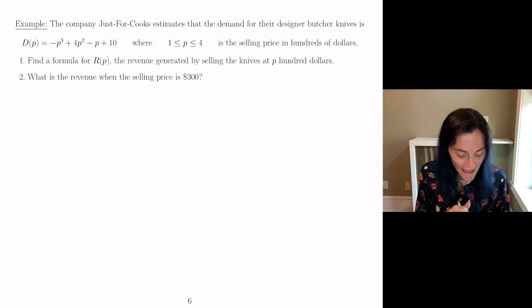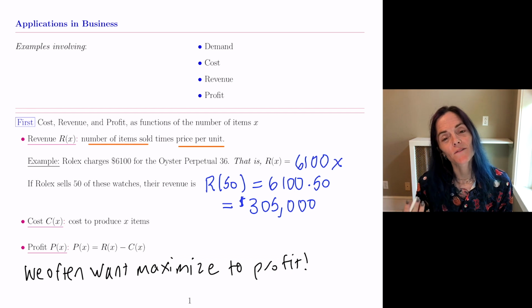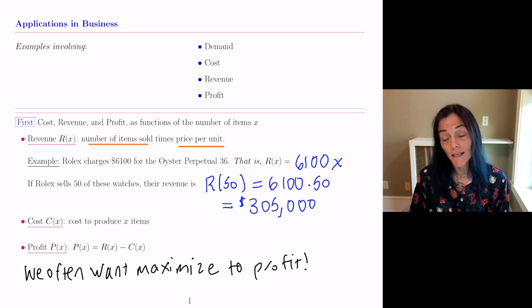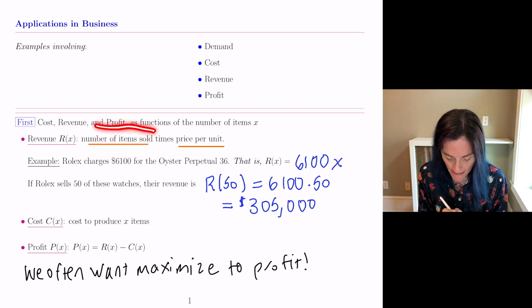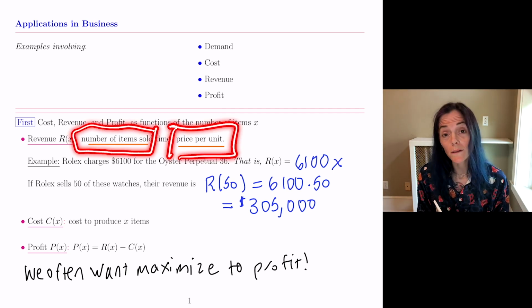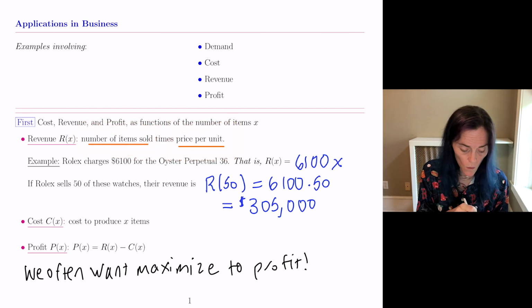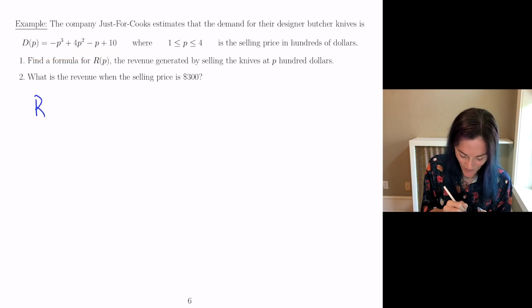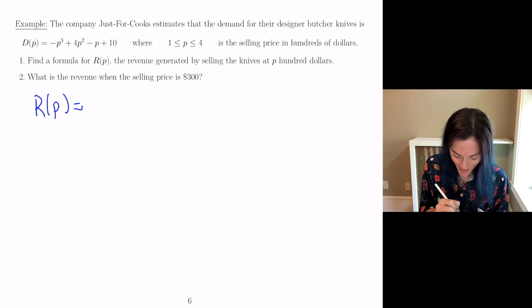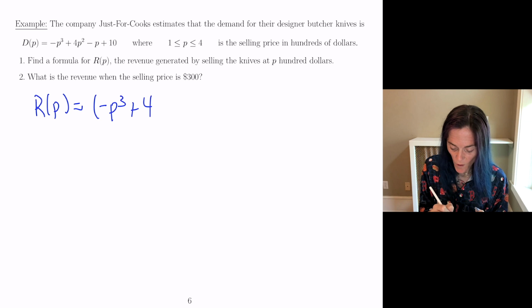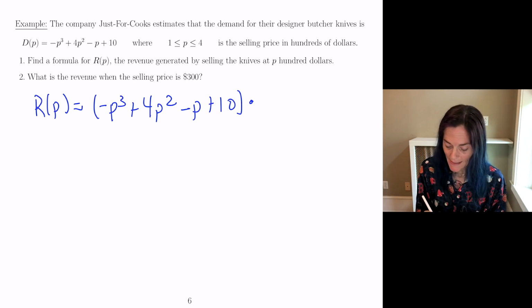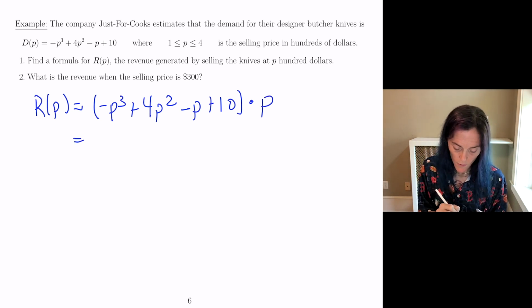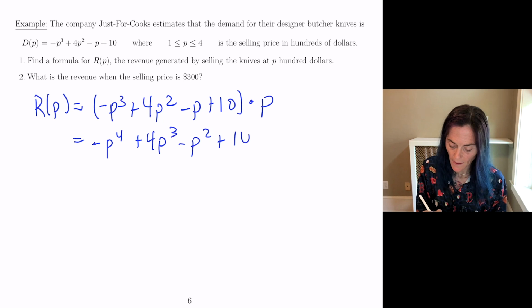Well, let's go back to the very first page. We were talking about revenue as a function of X. Here I'm going to think about revenue as a function of price, which is perfectly fine. It's still the case that revenue is the number of items sold times the price per unit. So this is the number of items sold. Let's write it down. The revenue as a function of the price will be the number of items sold, minus P cubed plus 4P squared minus P plus 10, times the price per unit, which is P. Okay, so we can write it as minus P to the 4th plus 4P cubed minus P squared plus 10P.